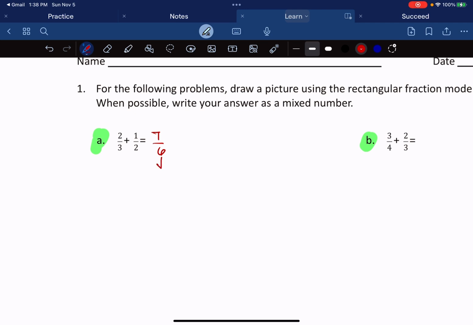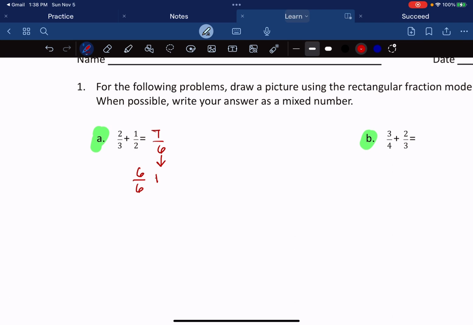I can fix this by coming here and saying my denominator is 6. So to have a whole, I'm going to put 6 over 6. Plus, well, how many more do I need to make 7? I need 1 more. And put my denominator as 6. 6 over 6 equals 1. And then 1 out of 6. So my final answer would be 1 and 1/6.